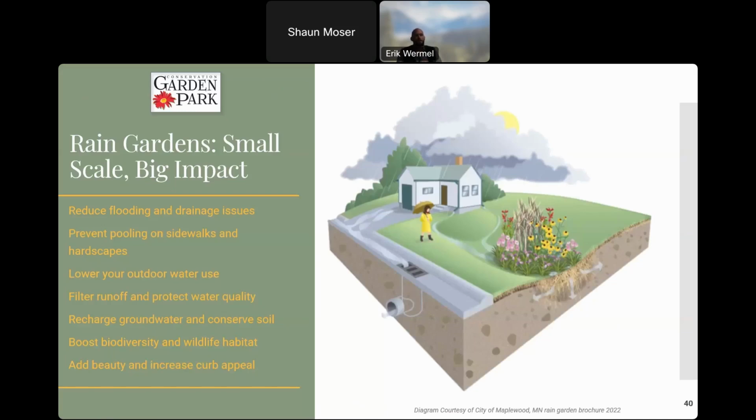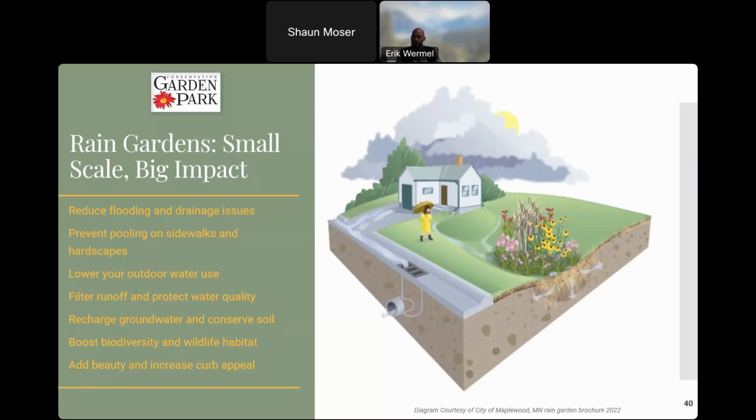So rain gardens, small scale, big impact. In addition to all of the free services that we've talked about, they also help boost biodiversity, creating some wildlife habitat in your yard. They have the beauty and curb appeal of any garden. And we'll look at some pictures near the end of the slideshow for inspiration, but they're really not much different than any other garden bed you have. They're just shaped like a bowl.